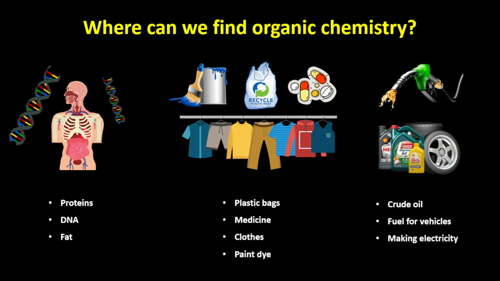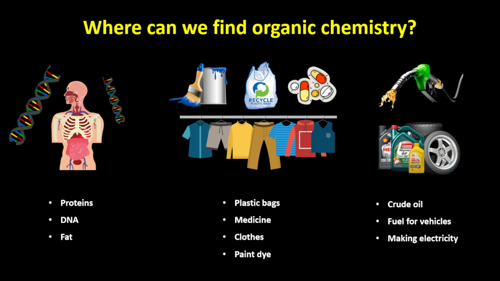First of all, where can we find organic chemistry? Everything around us, or almost everything around us, is made up of organic chemistry. In biology, we learn about proteins, DNA, or fat. Those are organic chemistry. Also, the plastic bags that we use, the medicines that we consume, the clothes that we wear, and the paint dye, all are organic chemistry. And the most important of all, the fuel or the crude oil that we use, or the electricity that we use everywhere else, is also involved with organic chemistry.